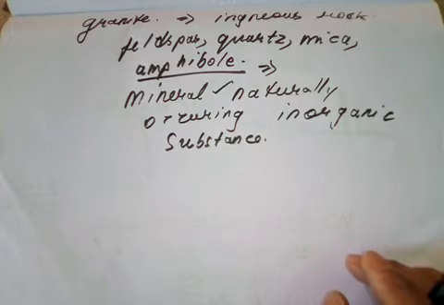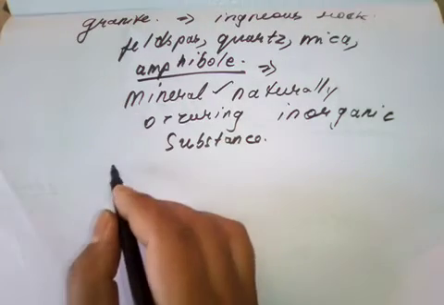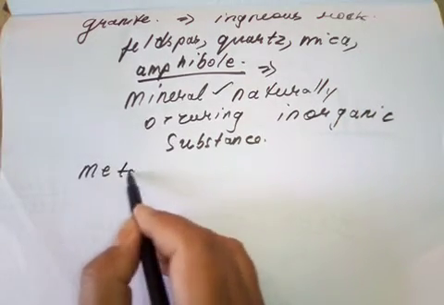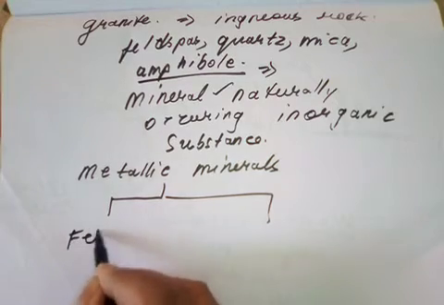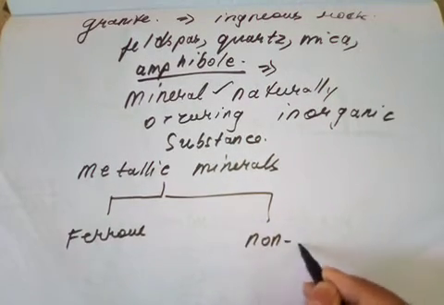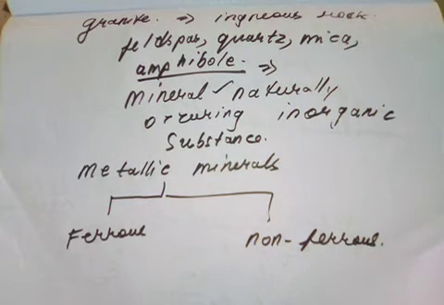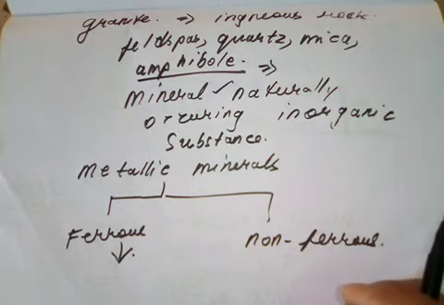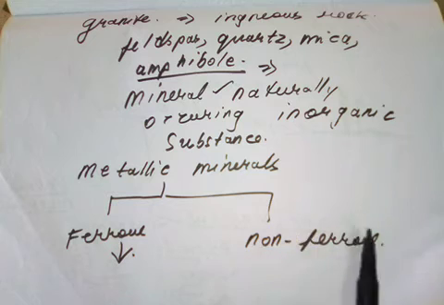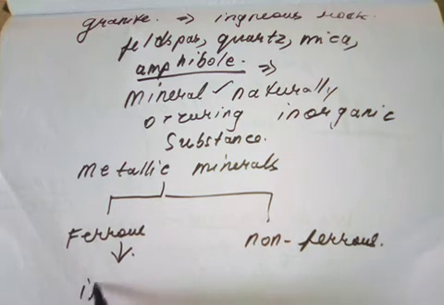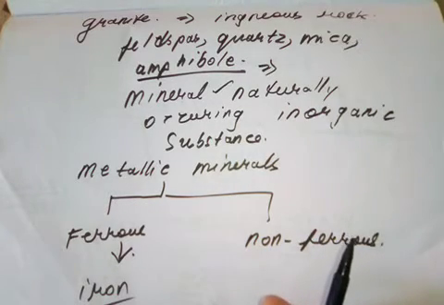Here we need to understand the main types of minerals. The first type is metallic minerals. These metallic minerals are divided into two parts, ferrous and non-ferrous. Ferrous means any mineral containing iron, such as iron ore, manganese, and chromite, which has a tendency to oxidize in the presence of air and water.